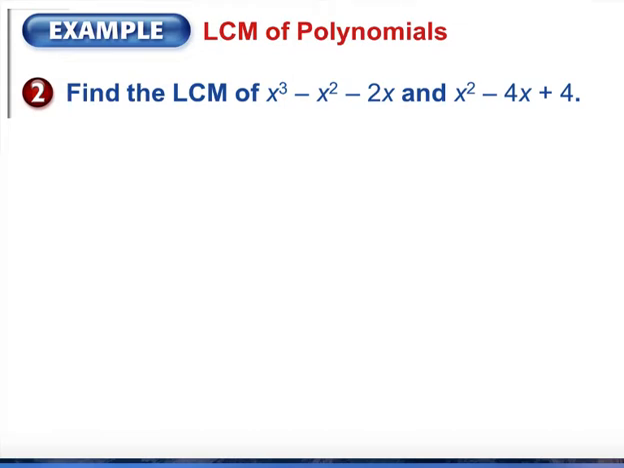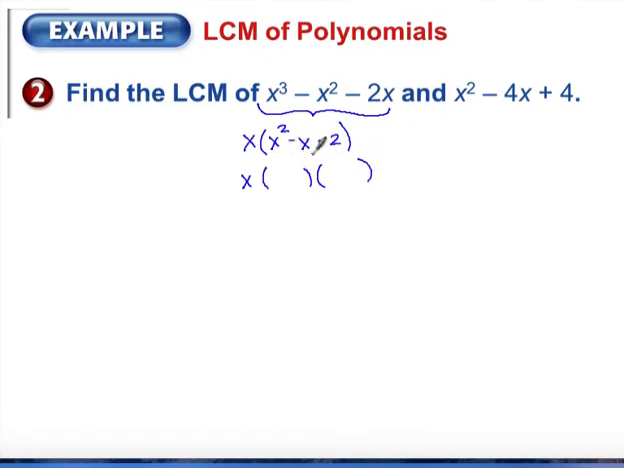All right, now, what if our expressions have sums and differences in them? Well, the first thing I'm going to want to do is get the most factored version of each expression. So I'm going to look at x cubed minus x squared minus 2x, and I'm going to factor that. So I'll look for my GCF first, which is an x, and then I'll look at this trinomial and see if it factors again.